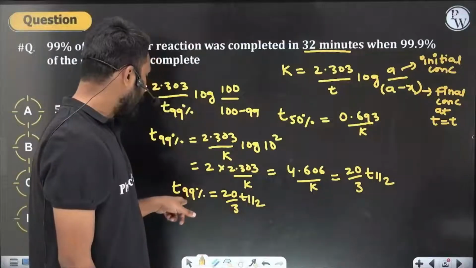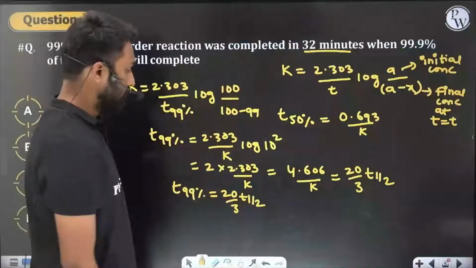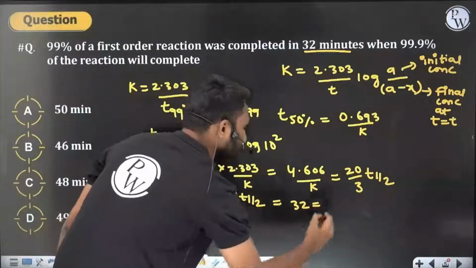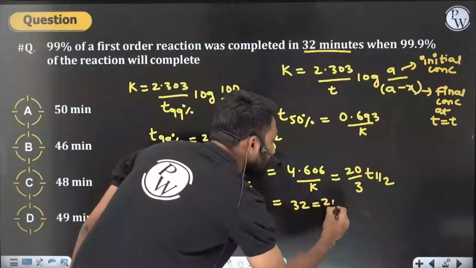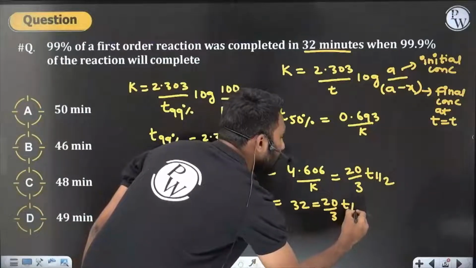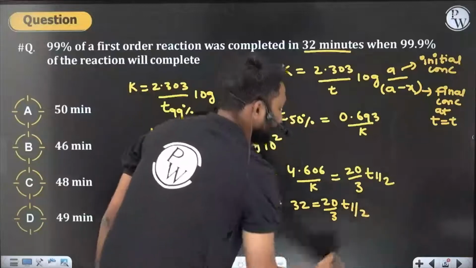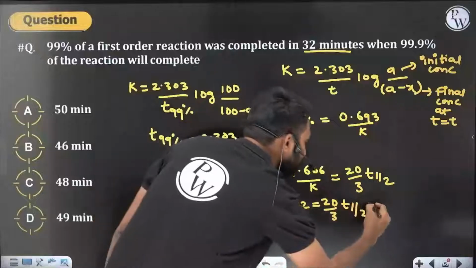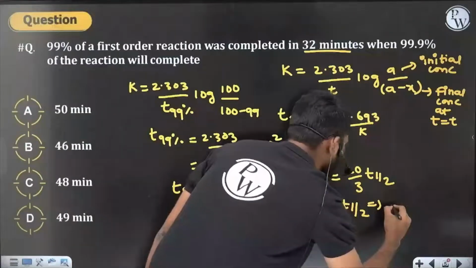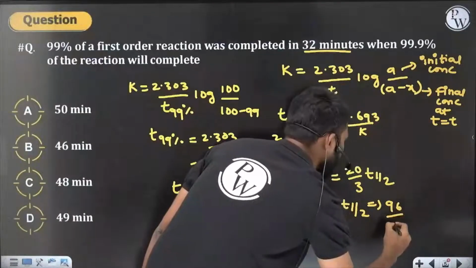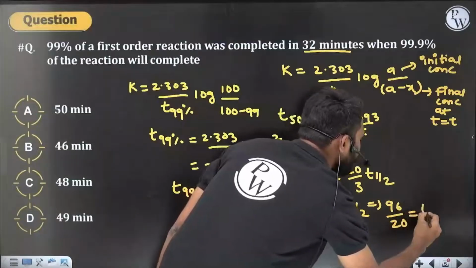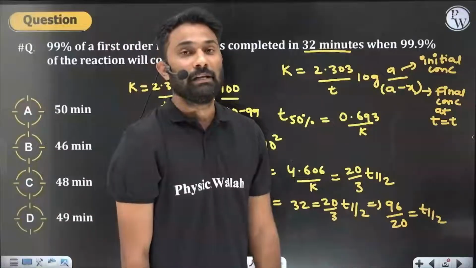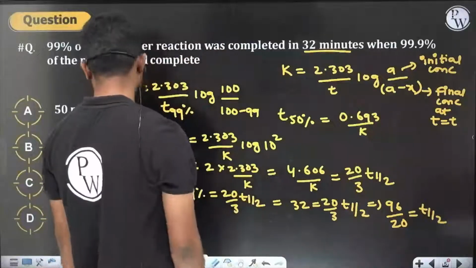Look here, how much T99% did they give? 32 minutes is equal to 20 by 3 T of. Now if you take 3 to the left hand side, then how much will it become? 96 by 20 is equal to T of. Now 96 by 20, how much will it become?